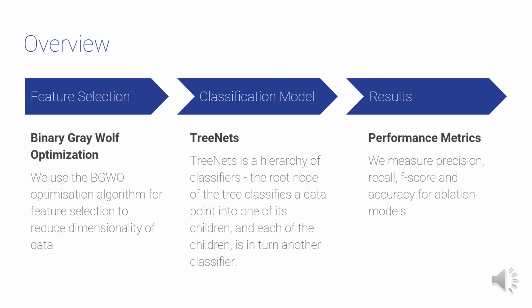The framework is broadly divided into three phases. We select the most suitable features using the binary gray wolf optimization approach, which helps in improving the performance of the proposed approach by reducing the overall dimensions of data. We then employ TreeNets that represent a hierarchy of classifiers, in which the root node classifies the data point into one of its child nodes, which are in turn also classifiers. We validate the performance of the proposed approach on the basis of standard classification evaluation metrics, that is accuracy, precision, recall, and F-measure, and conduct an extensive analysis using different ablation models to compare the performance.